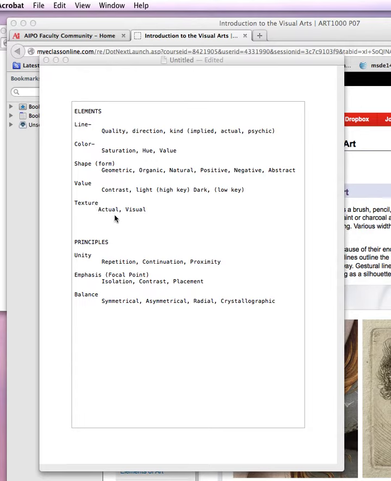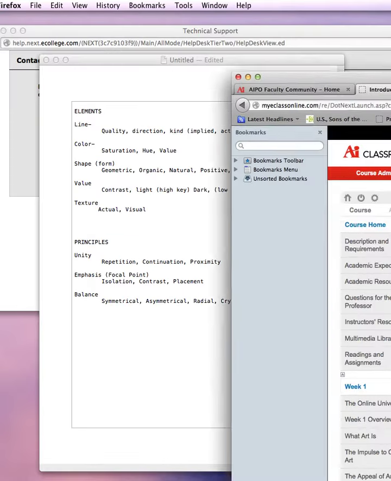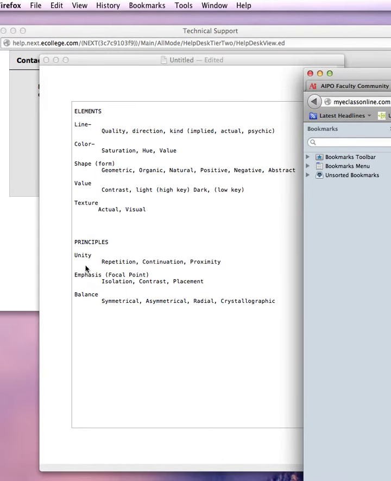Now, actual would be something like a sculpture, a sidewalk, a real object that you know has texture. Visual is where the artist maybe has given you the idea of texture by, certainly in this particular Rembrandt, giving you these hatching lines. So you get a sense of not necessarily smoothness, but a roughness there, maybe in the hair or something.